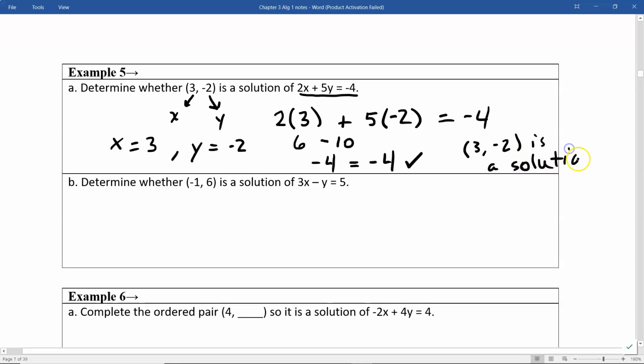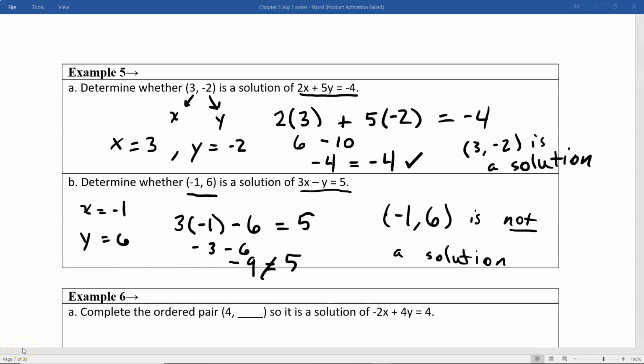So for this next problem, I want you to pause the video and try to figure it out yourself. Determine whether (negative 1, 6) is a solution of this equation right here. Okay, for this second example, we find it is not a solution. So when we plug in our values, negative 1 and 6, what we wind up getting is a negative 9 on this left-hand side. This negative 9 is obviously not equal to 5. Therefore, our ordered pair is not a solution to the equation.